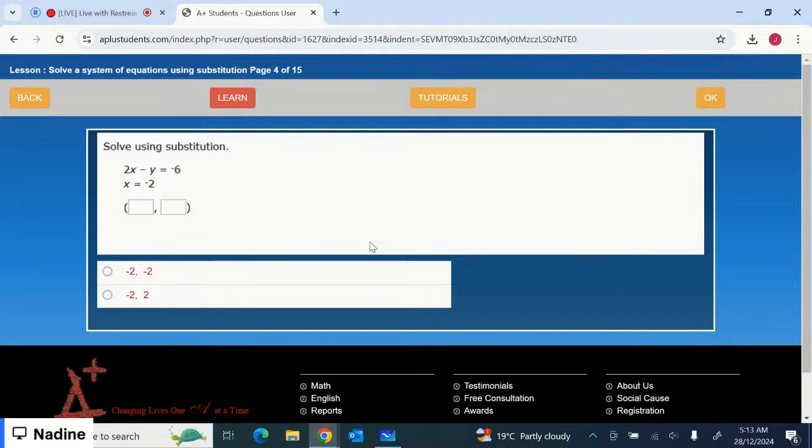You can complete the lesson by yourself later today. Let me move on to the next lesson, that is solve a system of equations using substitution word problems. So let's start with the lesson.